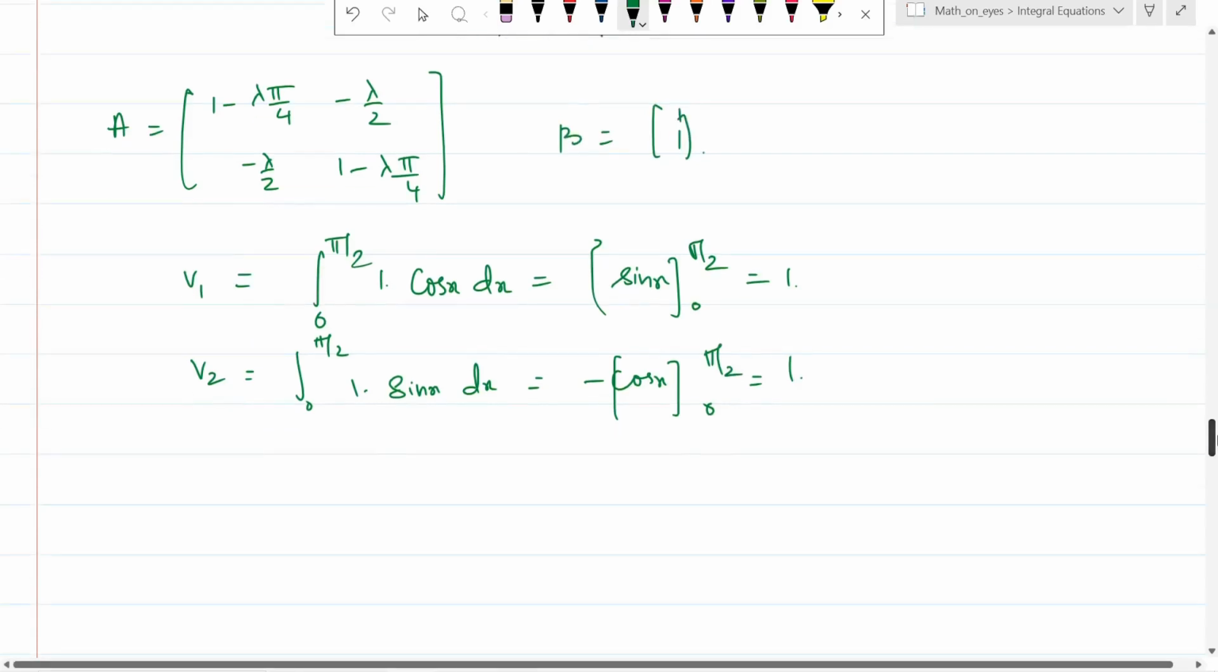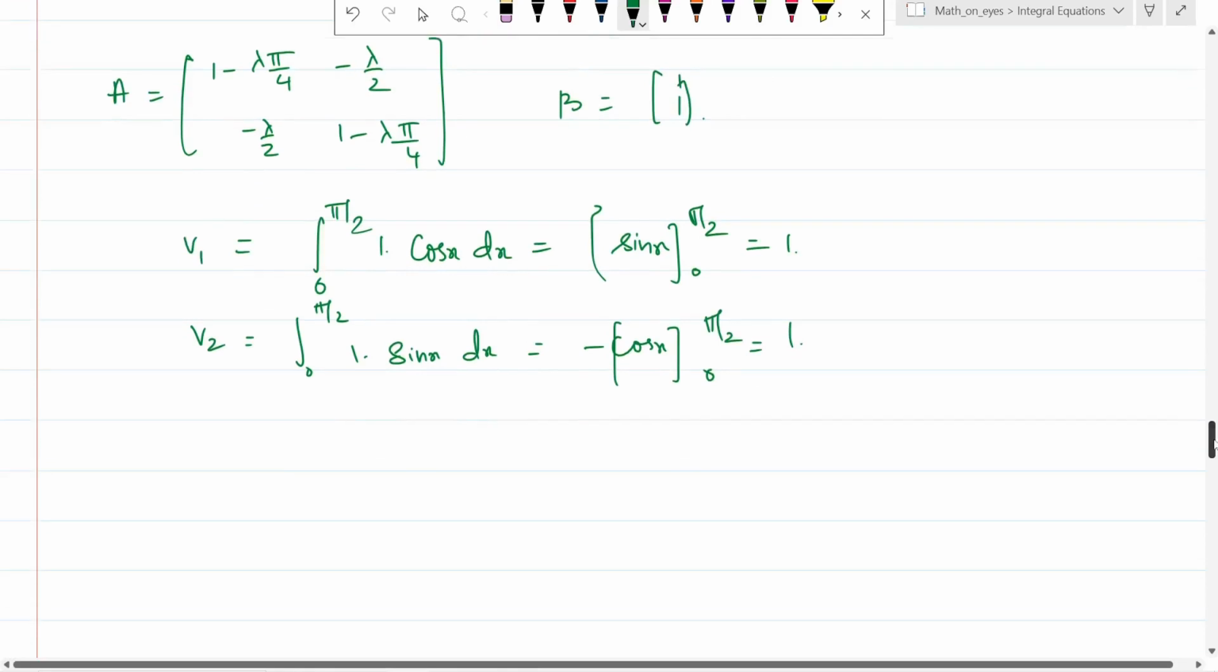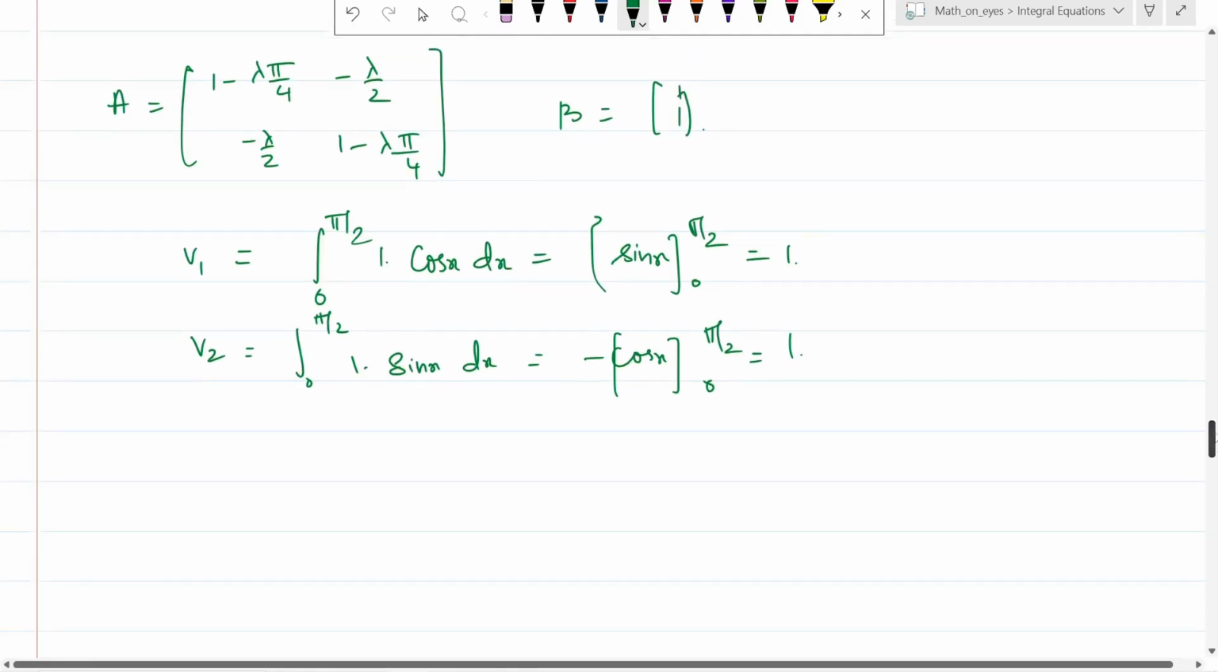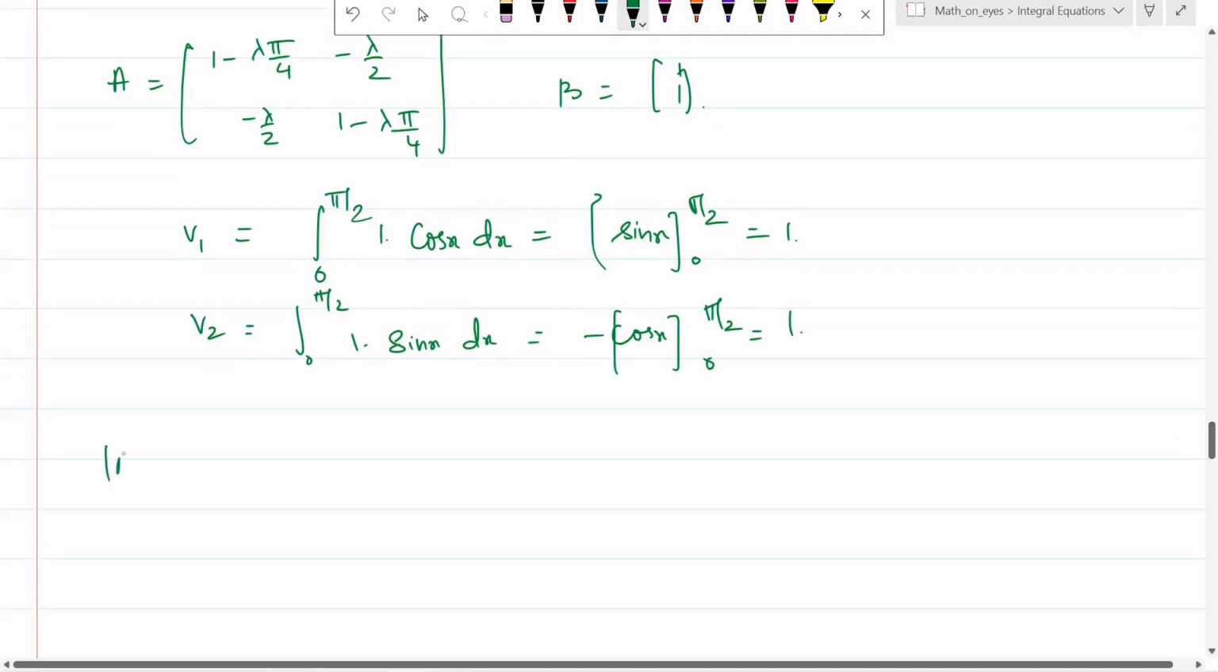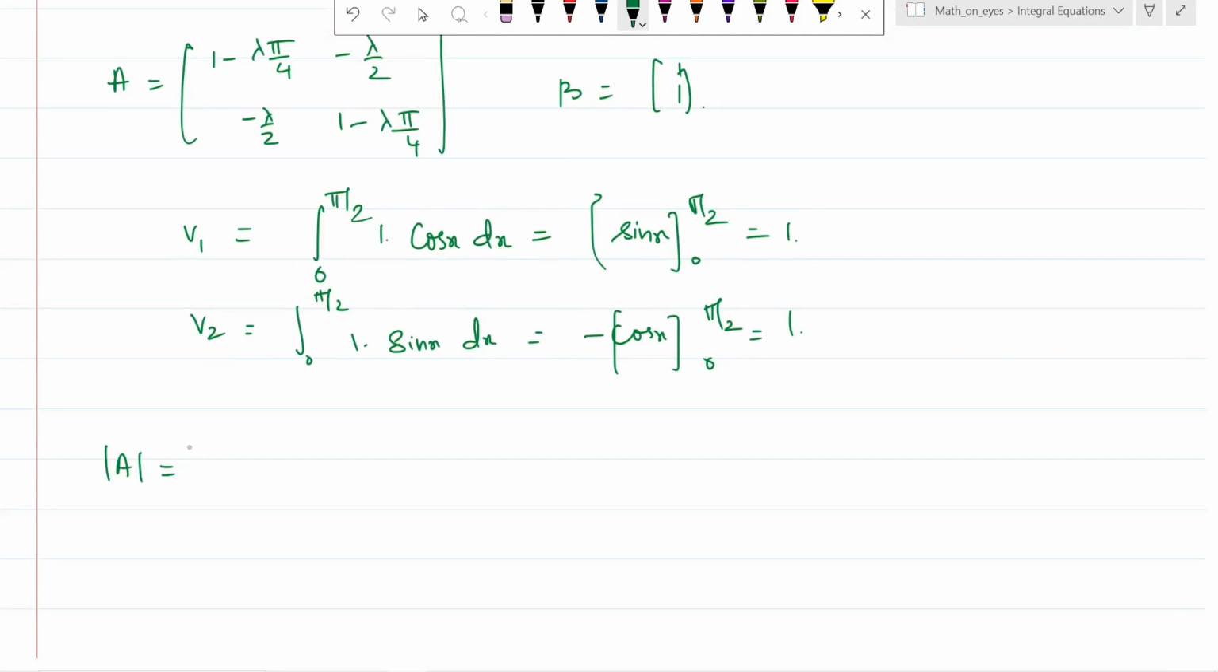So in order to find whether this has a unique solution or not, we need to find the rank of the matrix. If the determinant is not equal to 0, then the matrix will have full rank. So we need to find the determinant of the matrix A. In the case when lambda is equal to 0, it will not give you the unique solution.